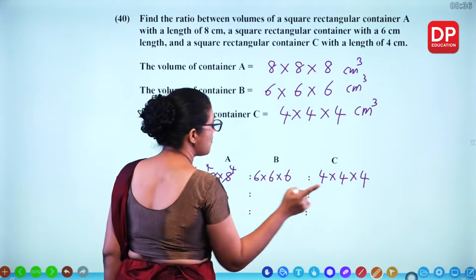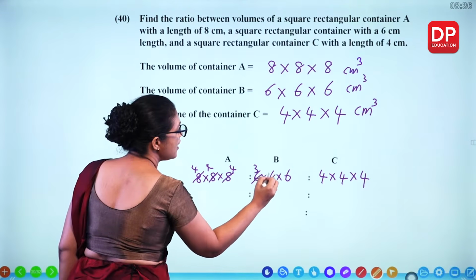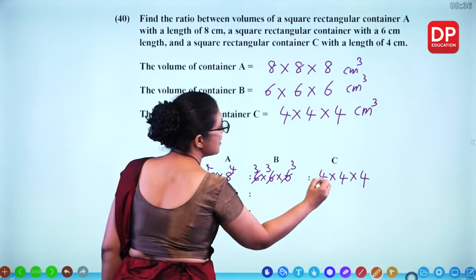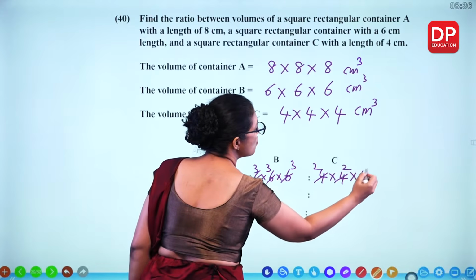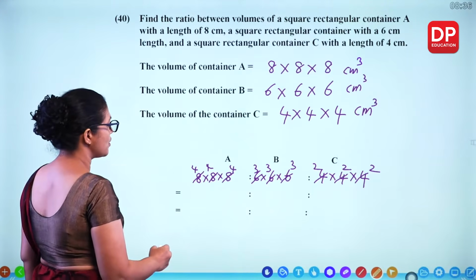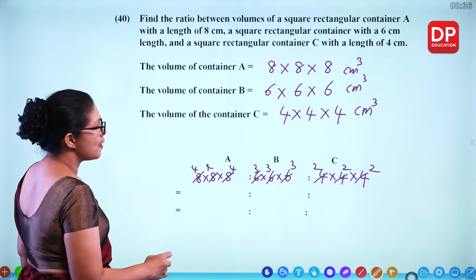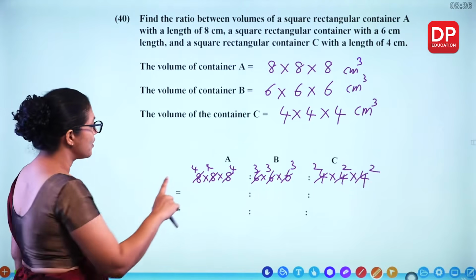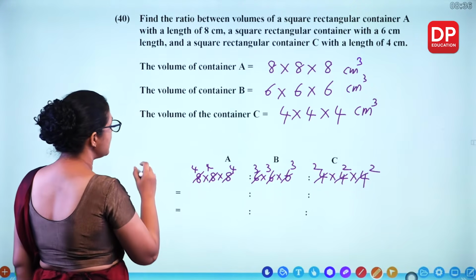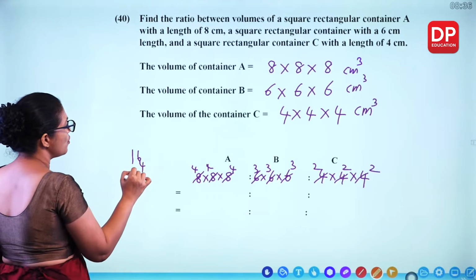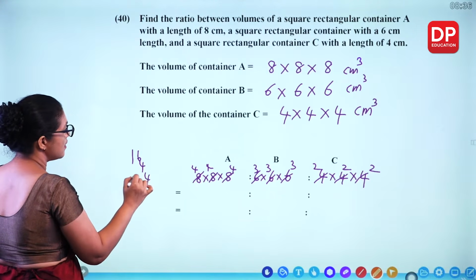2 times 2 times 2. 3, 3, 3. Here 2, 2, 2. So what's the value you are getting? You can't simplify further. So 4 times 4, 16. 16 times 4, you get 64.